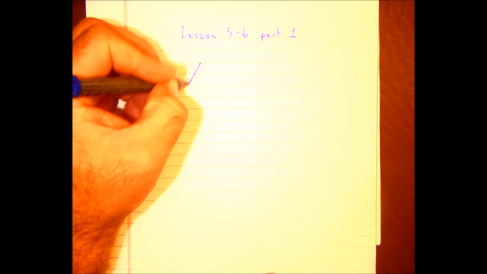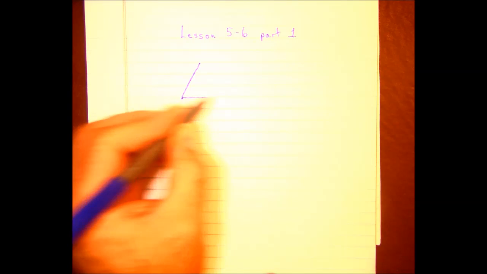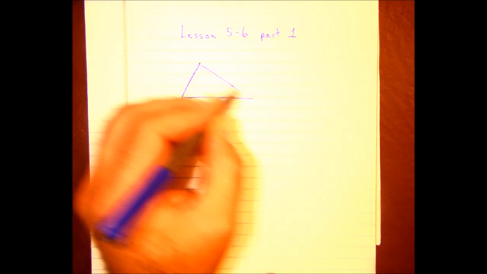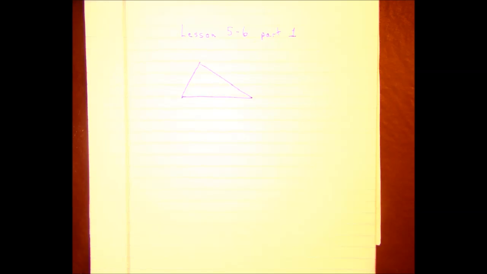All right, so part 1 of 5-6 deals with something called inequalities in one triangle. It is a comparison inequality, and we're only dealing with one triangle. So it's understanding a relationship between sides and angles. And we've talked about this in class several times.